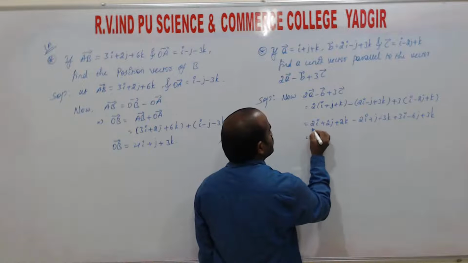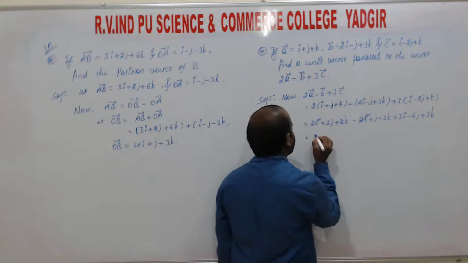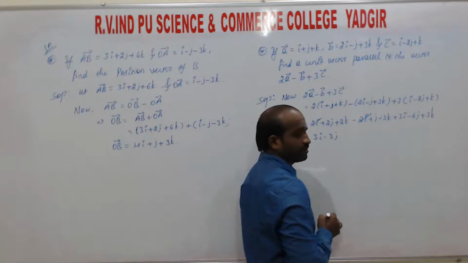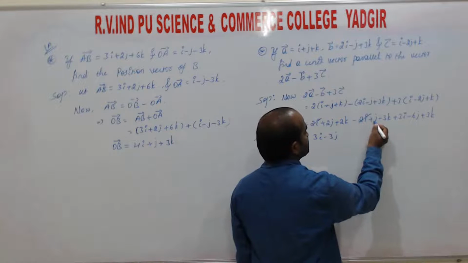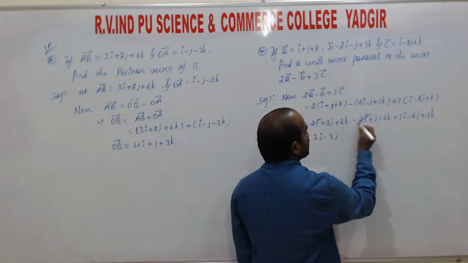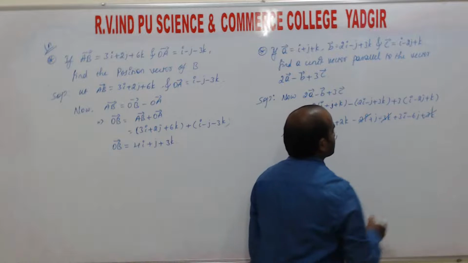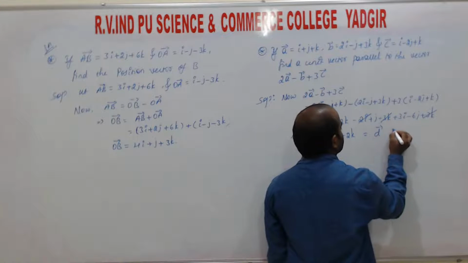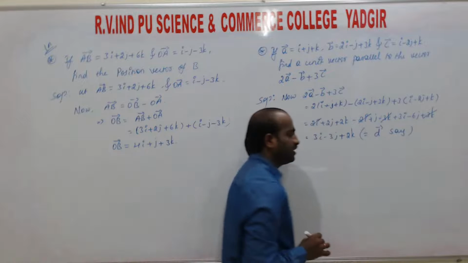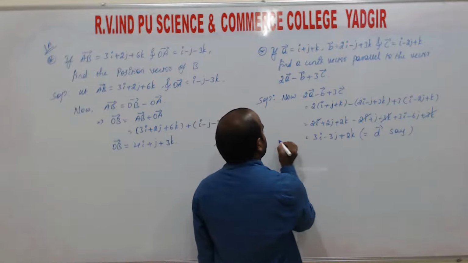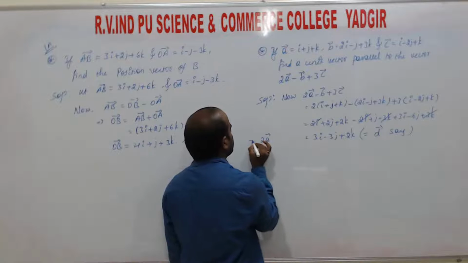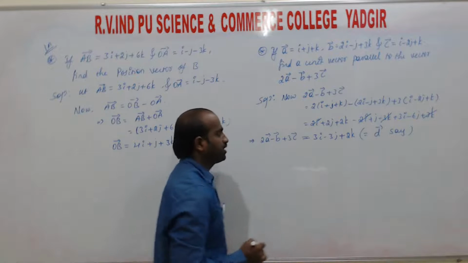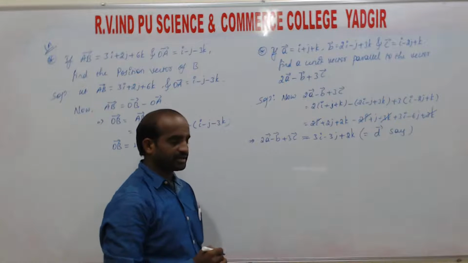Now 2i plus 2i minus 2i cancel, 3i as it is. 2j plus j, 3j. 3j minus 6j, minus 3j. 2k minus 3k plus 3k, the minus 3k cancels. We will get 2k. Hence taking d vector, 2a minus b vector plus 3c vector is equal to 3i minus 3j plus 2k, equal to d vector.